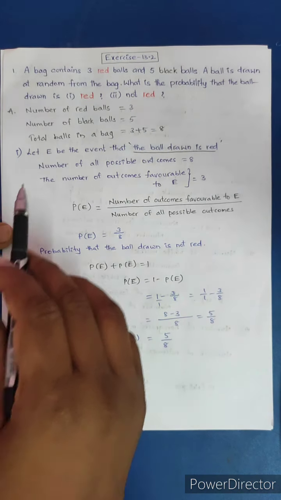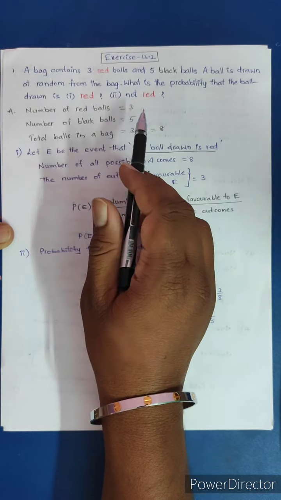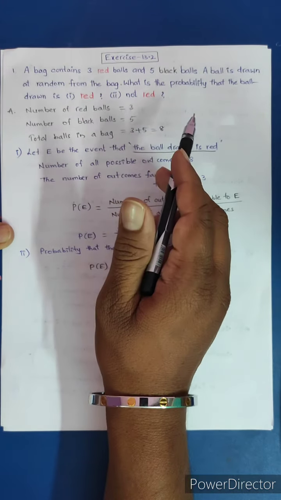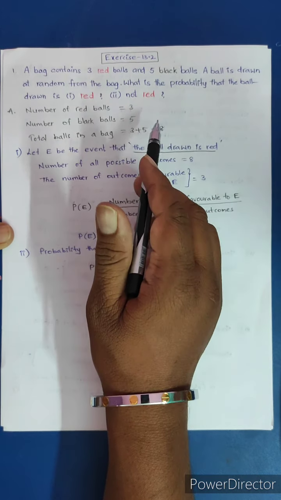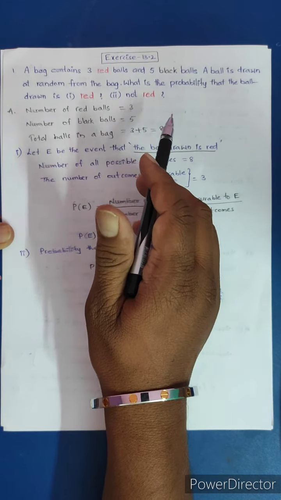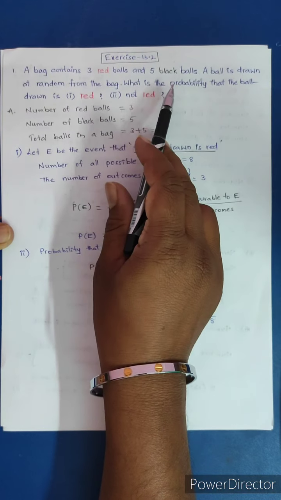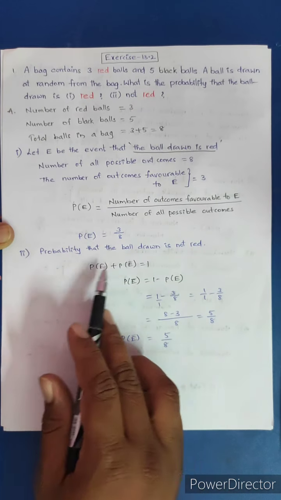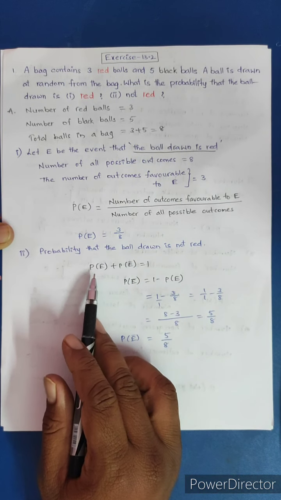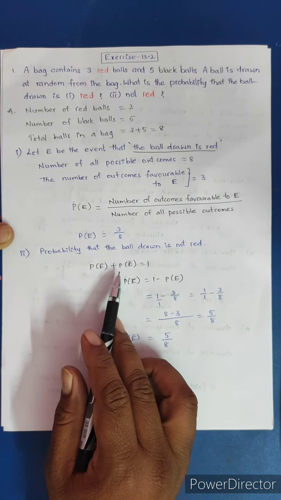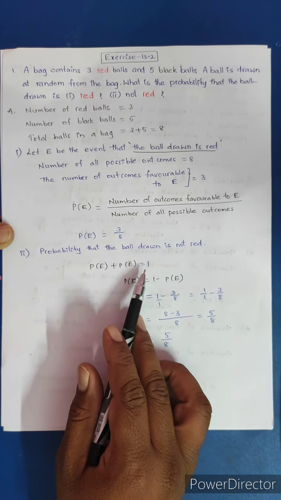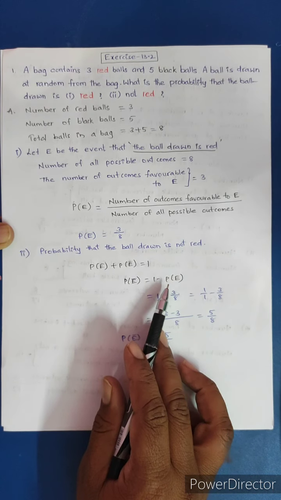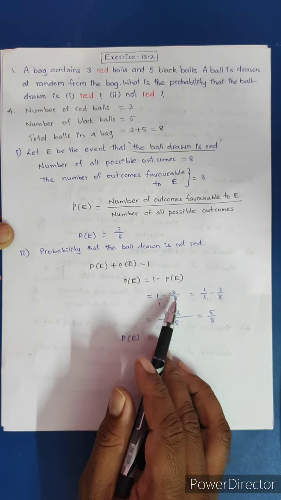Now second question. What is the probability when you draw a ball that is not red? Total balls are 8. Among them 3 red, 5 black. Not red balls means 5 black balls. Probability that the ball drawn is not red. See, this is a complementary event. Probability of E plus probability of E dash is equal to 1. Probability of E dash is equal to 1 minus probability of E. 1 minus 3 by 8.